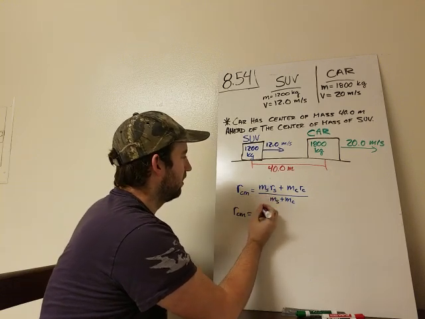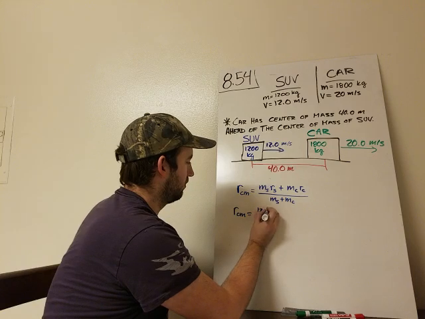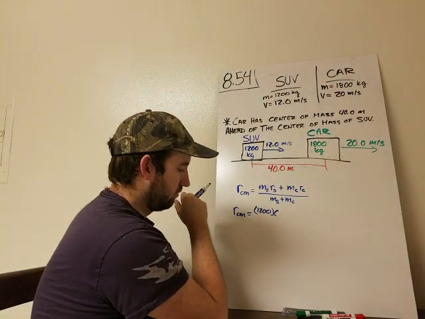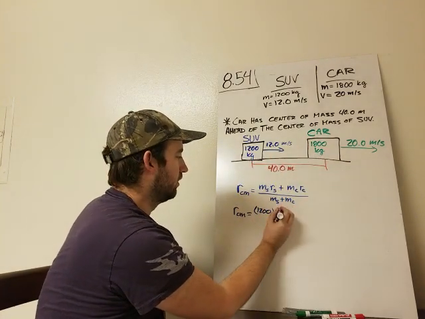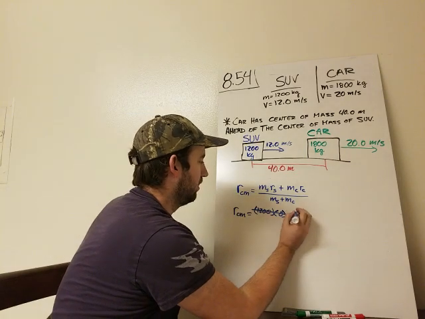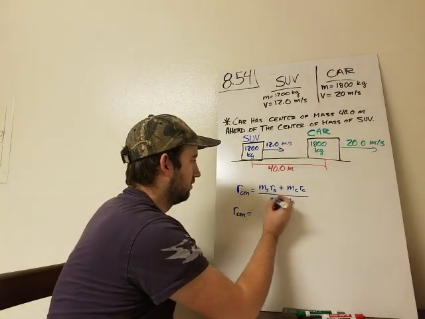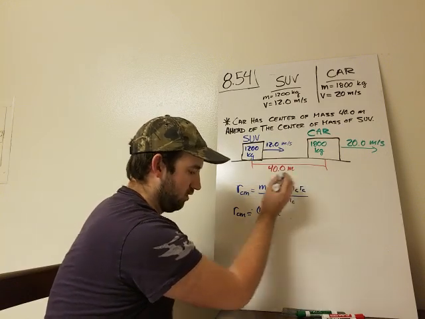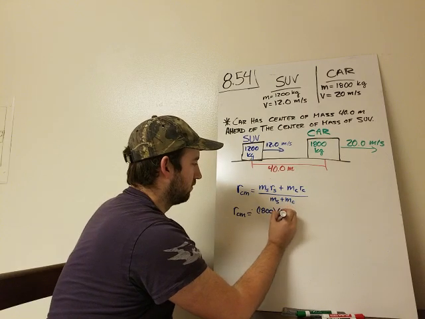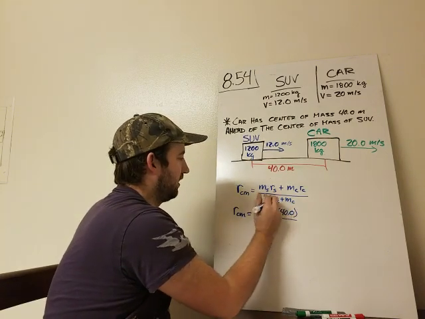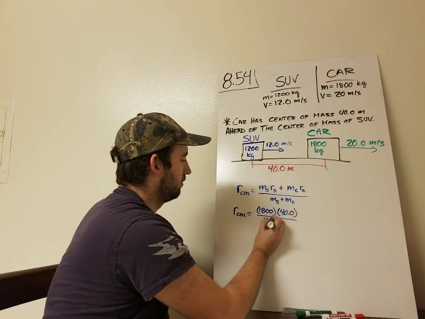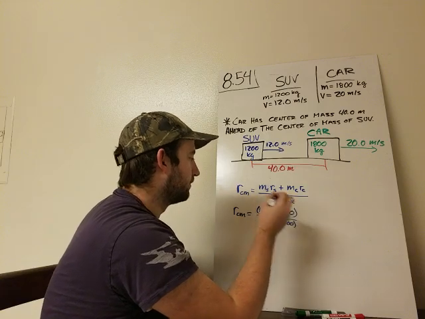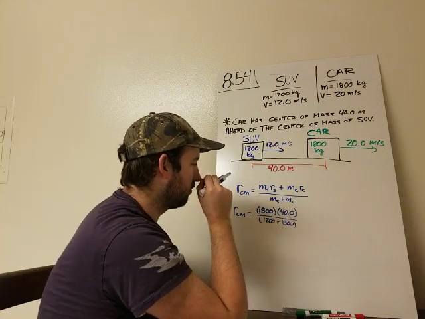And so when we do that, we end up getting that the R center of mass, the position of the center of mass, is equal to 1,200 times, and RS is just 0 because this is our starting point of this system. So that's all canceled out. And then the mass of the car, 1,800 kilograms times position, which we know is 40 meters. And then we'll divide that by the masses combined, so 1,200 plus 1,800 kilograms.